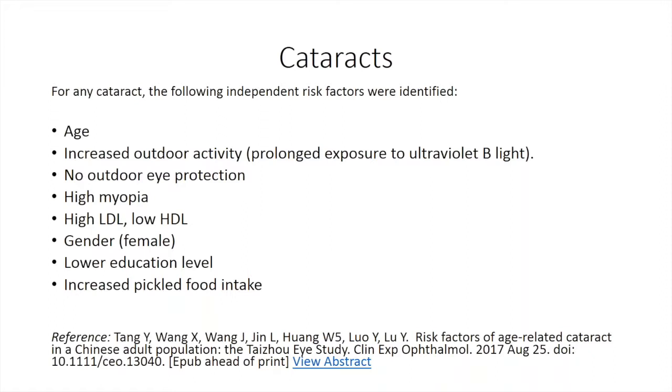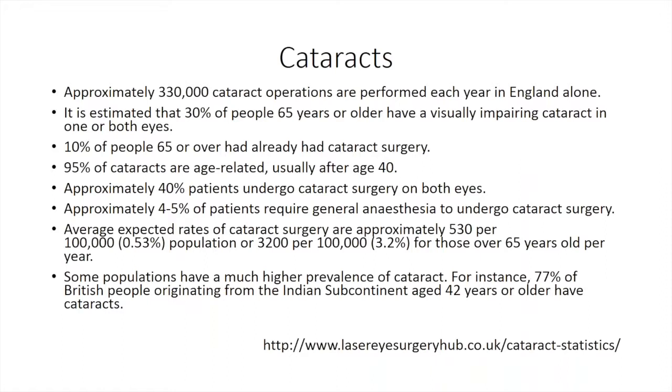It seems that being a female is a negative factor, and in so many conditions that I read about, certainly autoimmunity, it's stacked against women. And lower education level, and interestingly increased pickled food intake, just to share that with you. And it seems in England alone there's 330,000 cataract operations performed each year. Stunning, amazing what skill, and it's such a simple operation by all accounts, but any operation makes me go slightly weak at the knees. It's estimated that 30% of people 65 years or older have some cataract in one or both eyes, again very much age related.